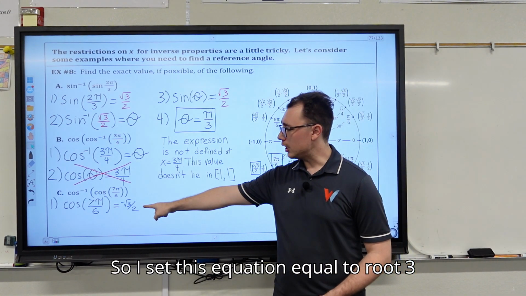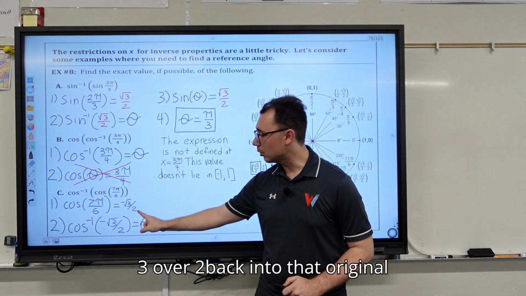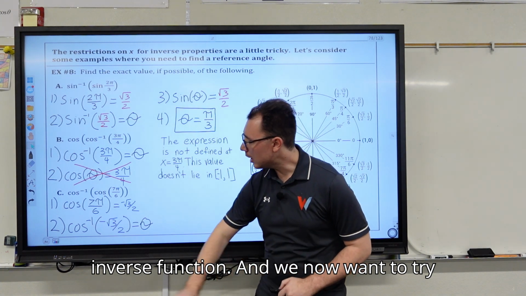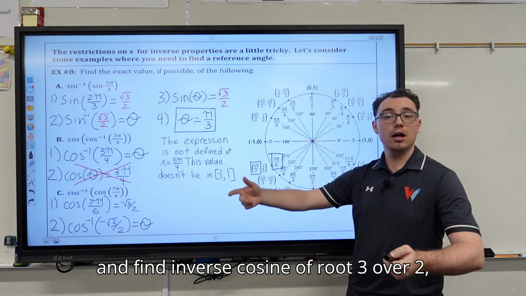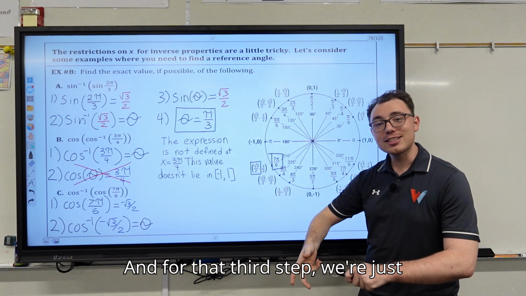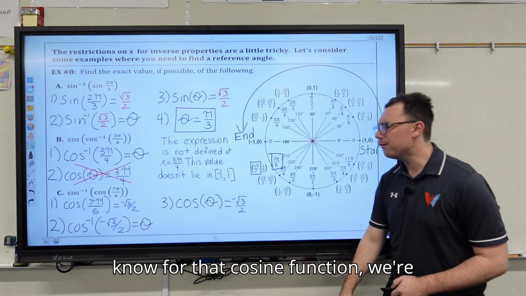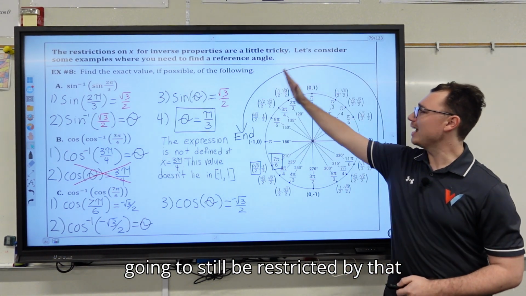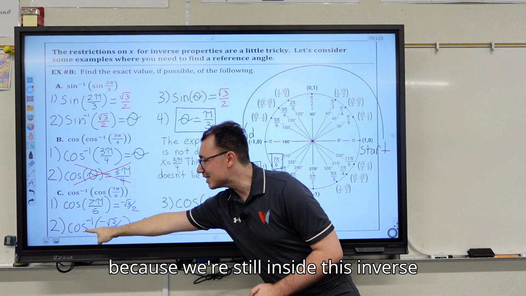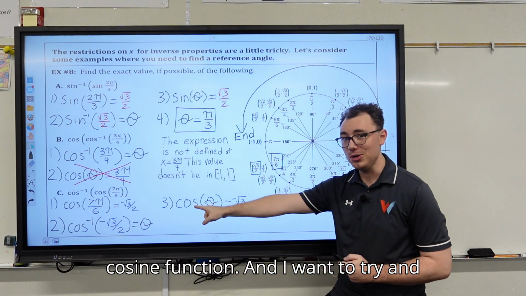So I set this equation equal to √3 over 2. I now want to plug that √3 over 2 back into that original inverse function. And we now want to find inverse cosine of √3 over 2, where we know that that's equal to theta. And for that third step, we're just rewriting it as a cosine function. We know for that cosine function, we're still restricted by that domain between 0 and pi because we're still inside this inverse function. It's just rewritten as this cosine function.